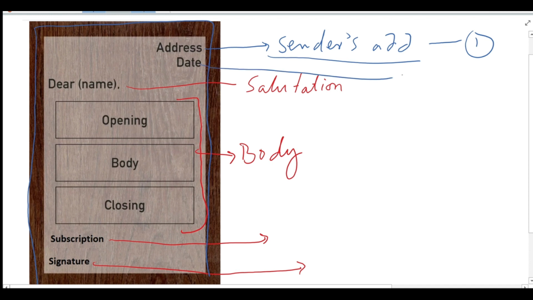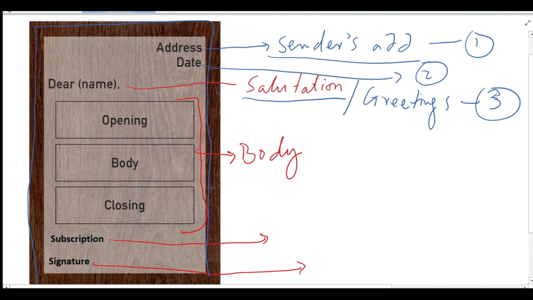Second, we have the date. Whenever you are writing a letter to anyone, you have to mention the date of that day. Third is called the salutation. This is also called the greeting. Now in the salutation, if you are writing to your friend, you can write dear Ahmad, dear Aslam, whatever name you are writing, or if you are writing to your family members, you can say dear mom, dear father. So in this way, this can be the greeting or the salutation.